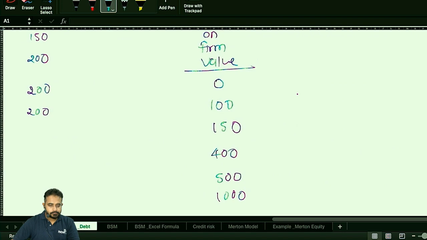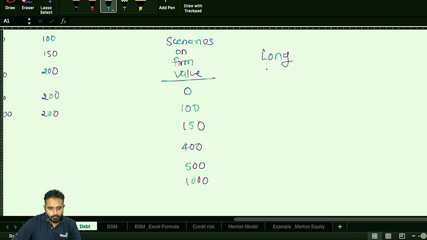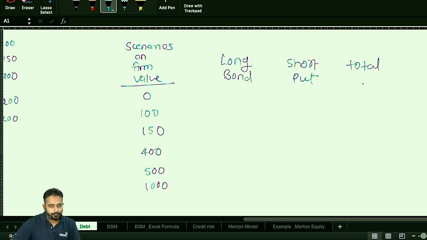Now I have two positions, right? What do I have? I have a long bond and I have a short put. Correct. The total of these two would be my payoff. So we'll create a third column, which will be total payoff. Now how much will the long bond give me? The long bond will always give me 200 because it's a zero coupon bond, right? And it's an RFR type of bond.